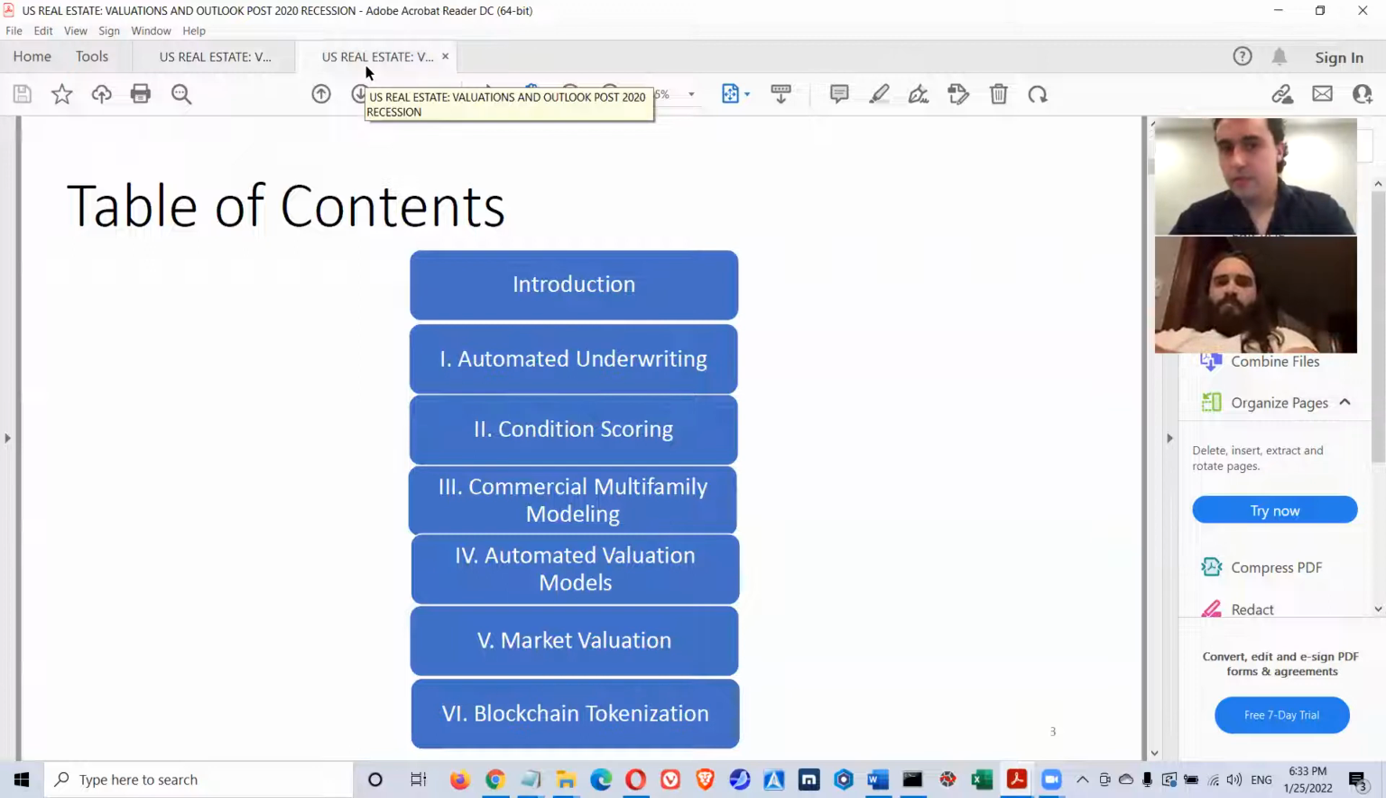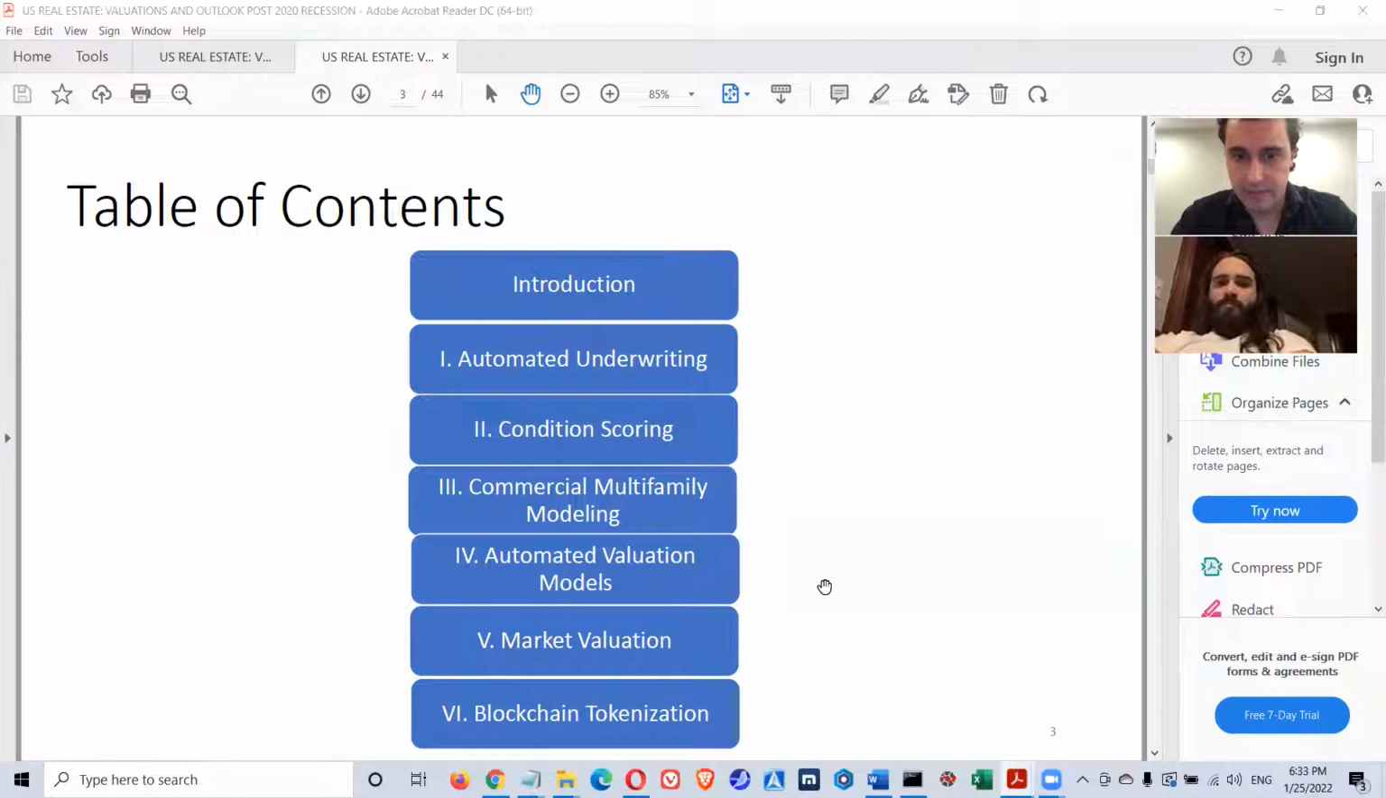To those of you who listened to my lecture 2 weeks ago, I spoke about data-driven real estate investing. In case you want to check that out, it's some introduction to today's lecture. These are the topics that we discussed. I went over automated underwriting, property condition scoring, commercial multifamily modeling, automated valuation models, market valuation, and blockchain. And when I say went over, I mean a brief introduction to all of those. So that is data-driven investing, a topic I did 2 weeks ago.